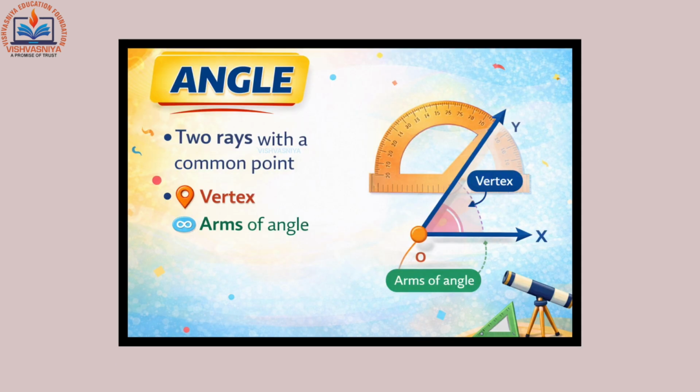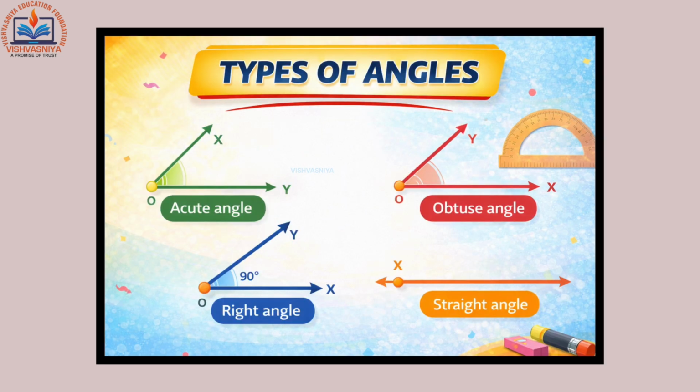An angle is formed when two rays meet at a common point. The common point is called the vertex. The two rays that form the angle are called the arms of the angle. Angles are usually measured in degrees. Angles can be classified into different types.